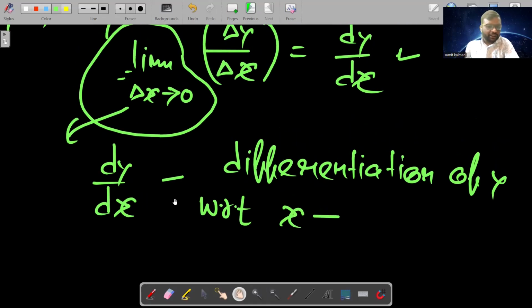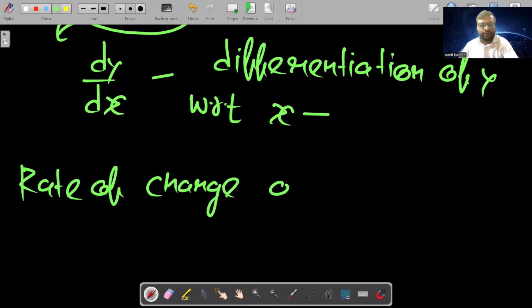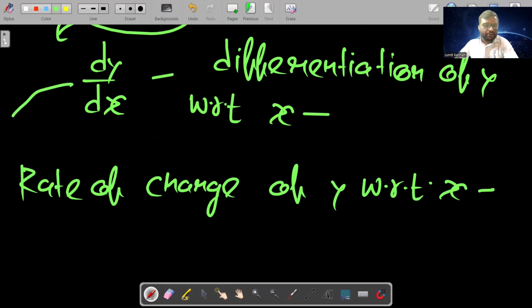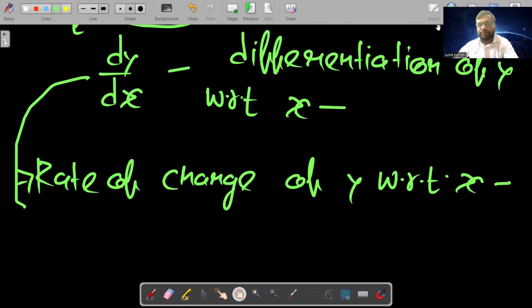So students, what does dy upon dx represent? It represents the rate of change of y with respect to x. So this is the physical significance of differentiation, rate of change of y with respect to x. And students, next we will see the geometrical significance of dy upon dx. For that, let me upload one diagram.